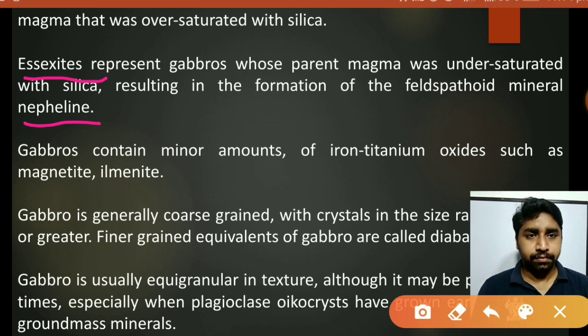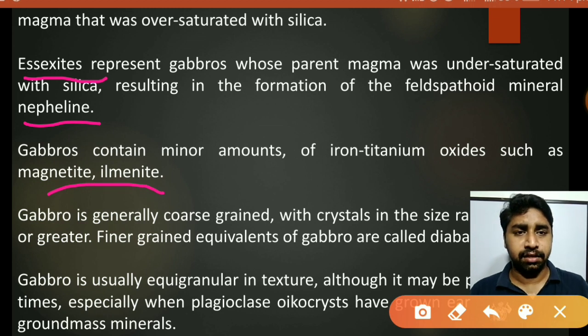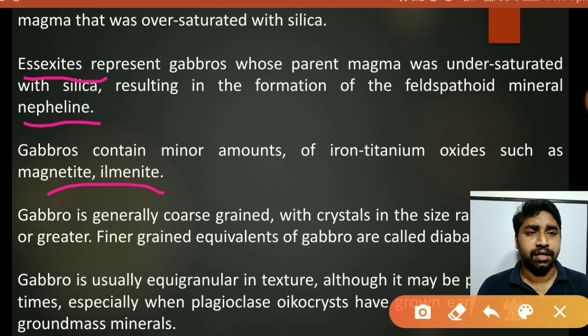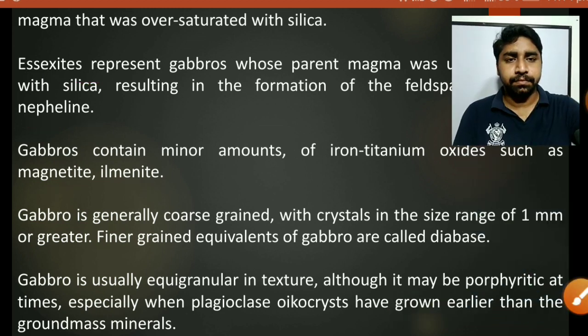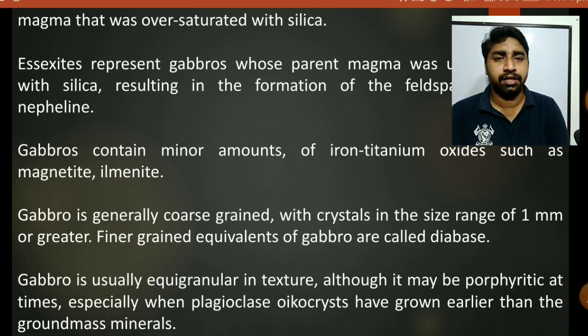Next, gabbro contains minor amounts of iron-titanium oxides such as magnetite and ilmenite. So these two are present in very small quantity. Generally, if you see the properties, it is coarse grained, with crystals in the size range of 1 mm or greater. The finer grained equivalent of gabbro is called diabase.